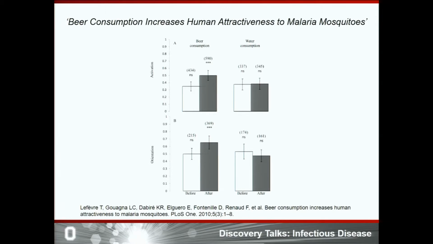What they found was that there was a 70% increase in mosquitoes being oriented to those who consumed just that one beer.